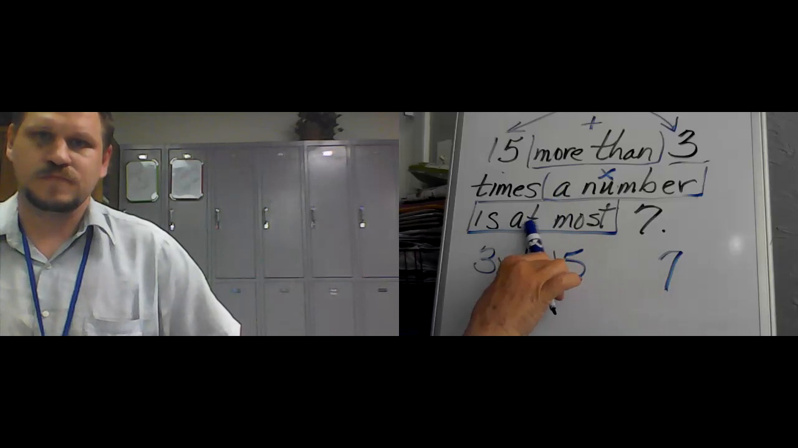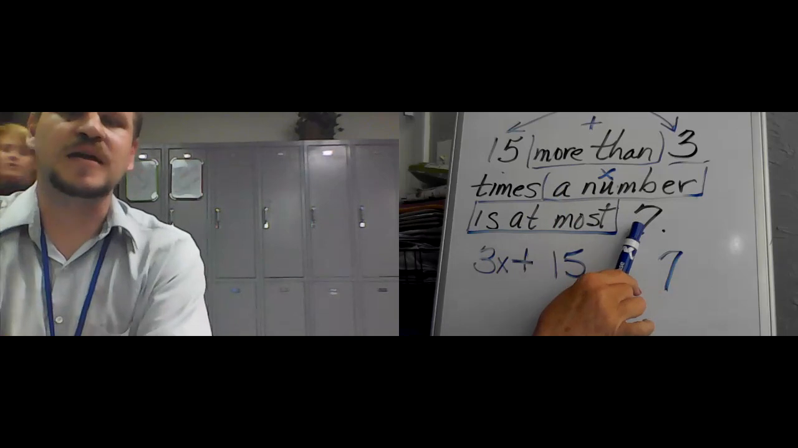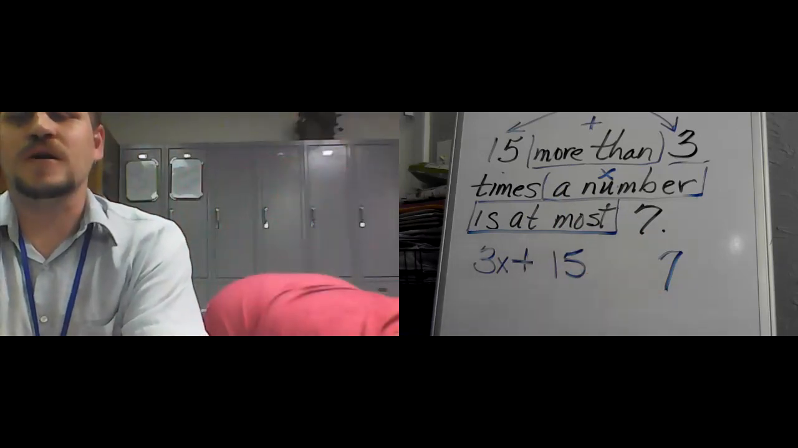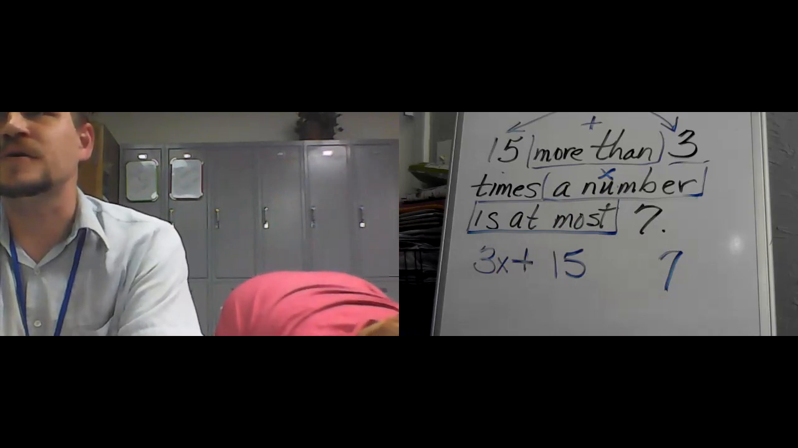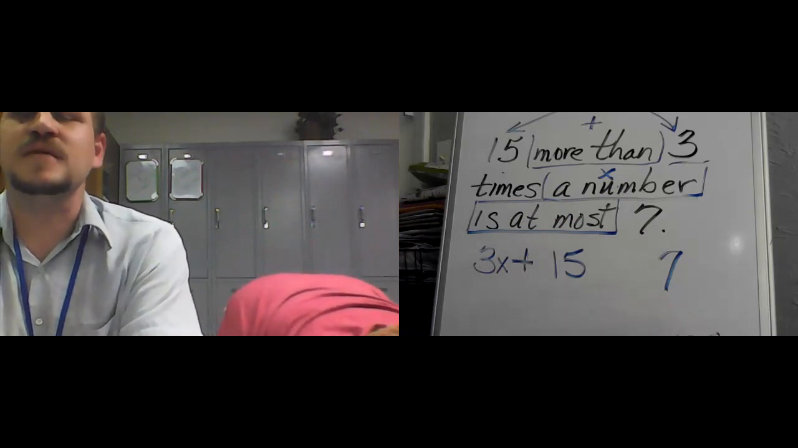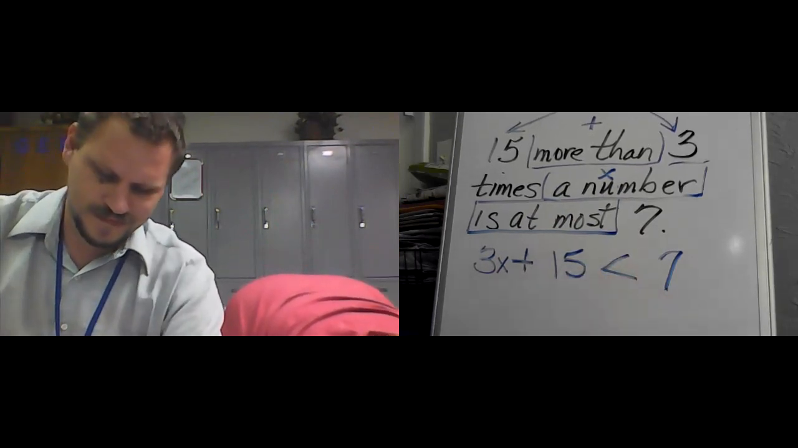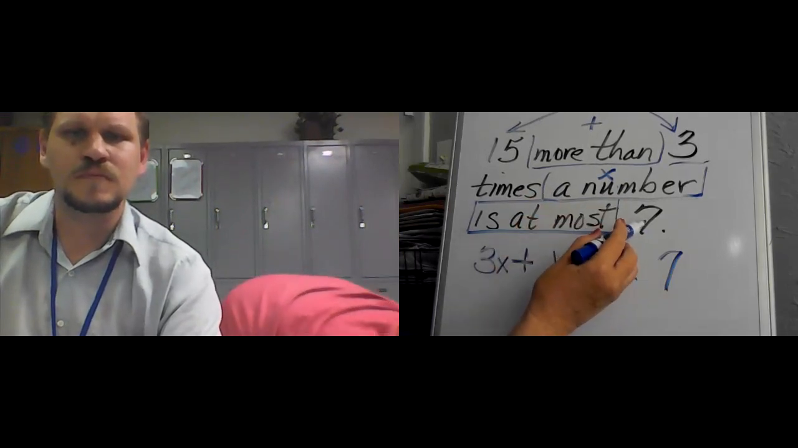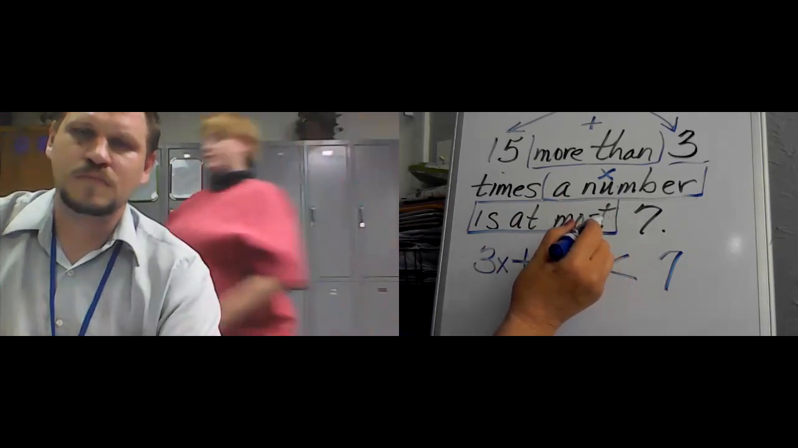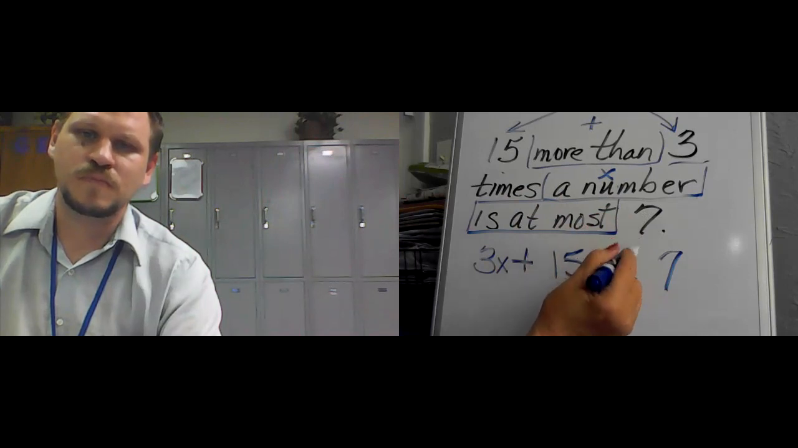This one says "at most 7." So it'd be less than or equal to. Now, I don't agree with the equal to, because at most is going to include the 7. At most is going to be bigger and equal. So this is going to have to be everything less than 7.